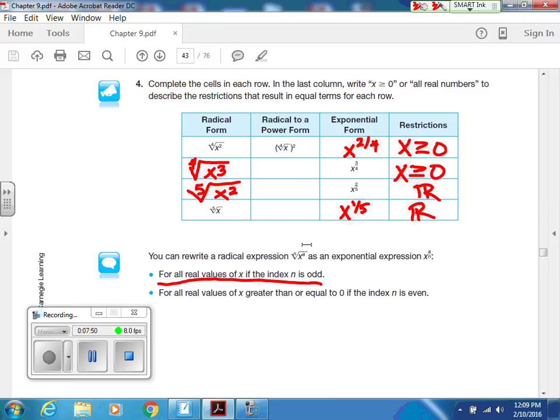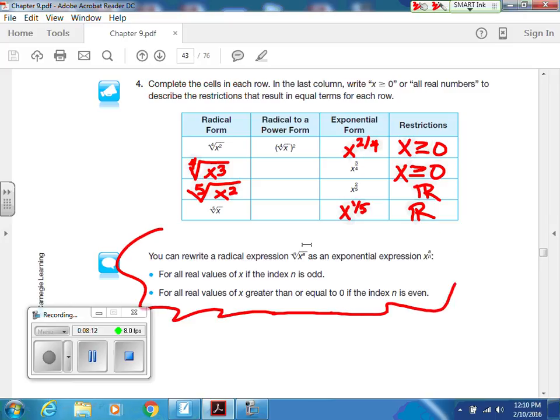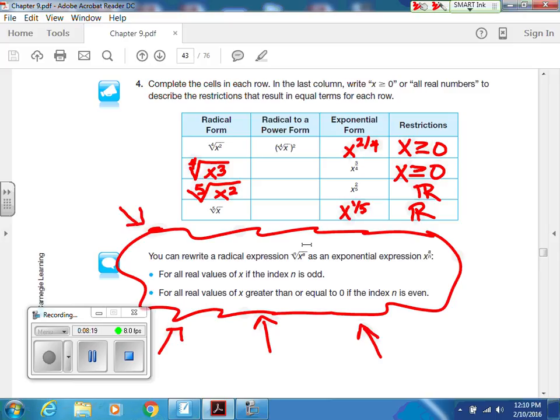Okay. You can rewrite a radical expression, like the nth root of x to the a, as an exponential expression, x to the a over n, for all real values if n is odd, and for all real values greater than or equal to 0 if it's even. This right here, super important.